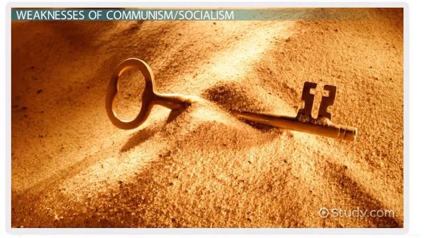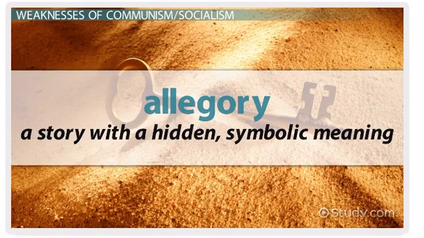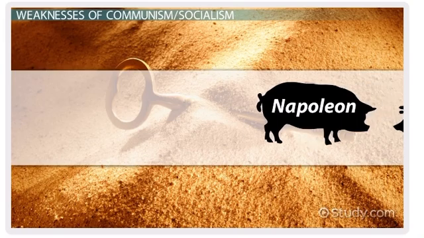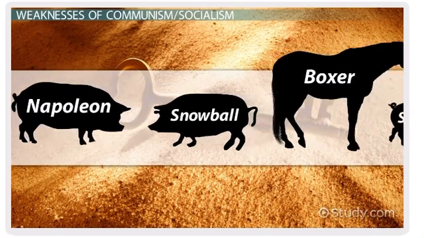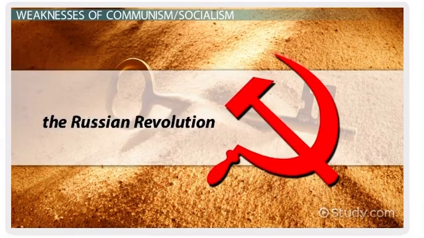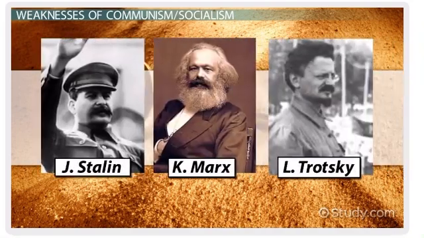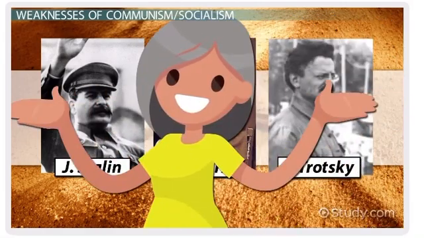This novel is often seen as an allegory or a story with a hidden symbolic meaning. Many of the animal characters, including Napoleon, Snowball, Boxer, Squealer, and Old Major, stand in for major players from the Russian Revolution, and their bad acts reflect the detrimental effects of communism and socialism. The connections Orwell makes to Stalin, Marx, Trotsky, and groups like the working class help readers to see the problems with this economic and political philosophy.